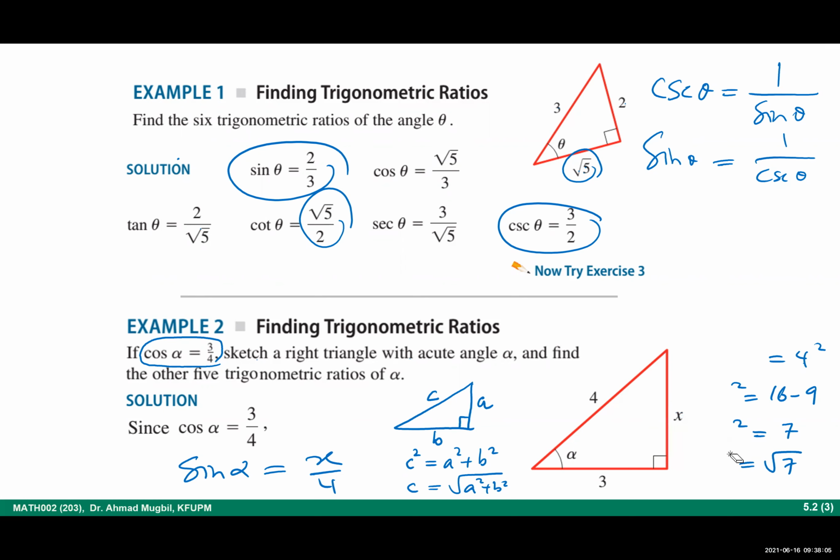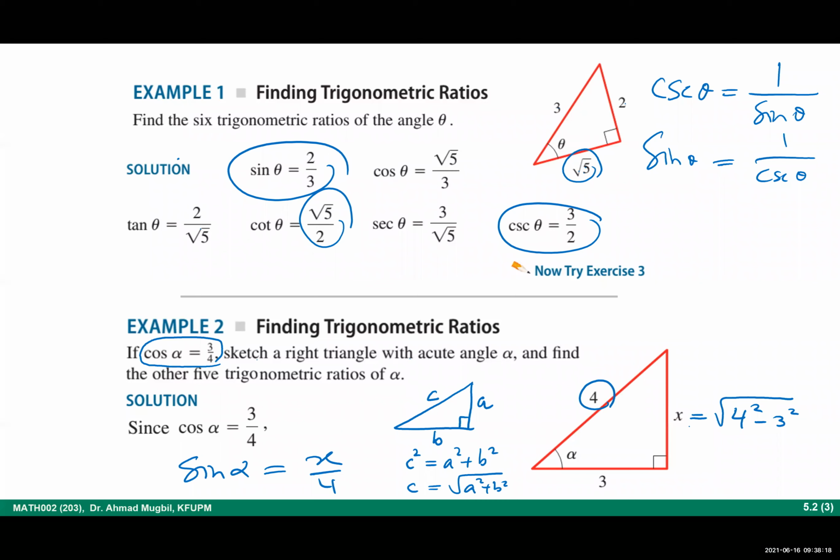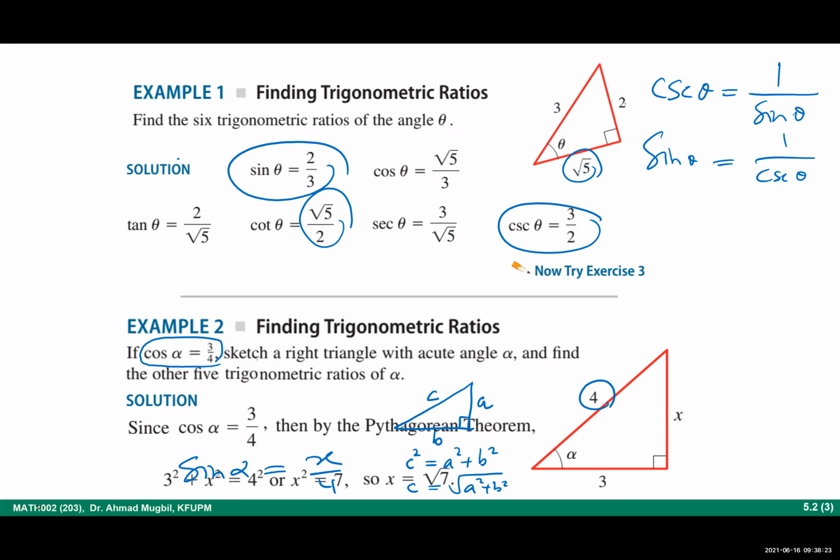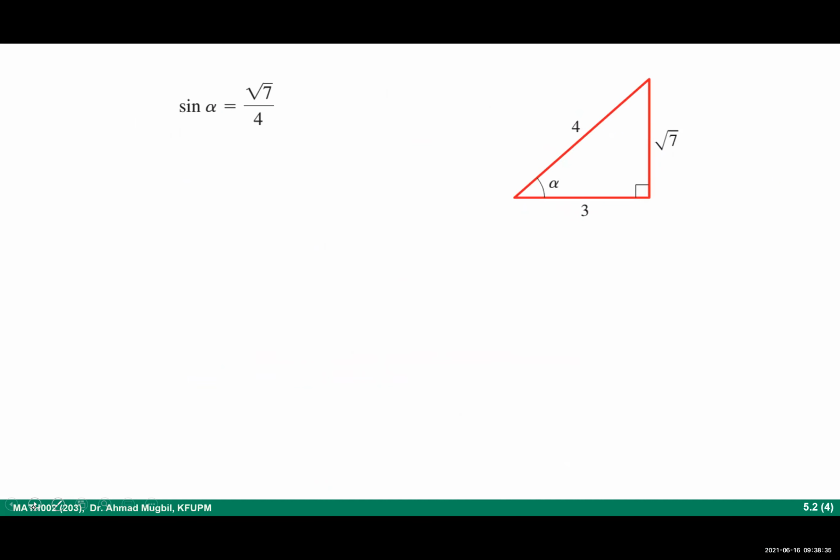Here we are. It is easier, ya Shabab, to remember it like this: x will be the square root of 4 squared minus 3 squared. Because by the Pythagorean theorem, don't forget that. I think I put the details for you here. Yes, it is there. Now we have square root of 7, so the sine will be square root of 7 over 4.